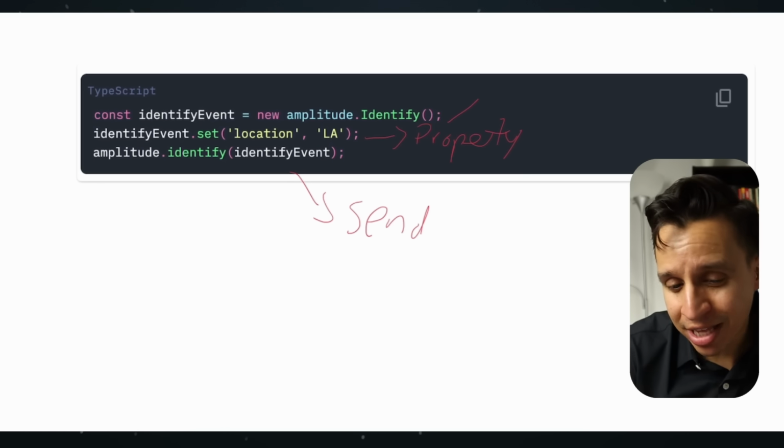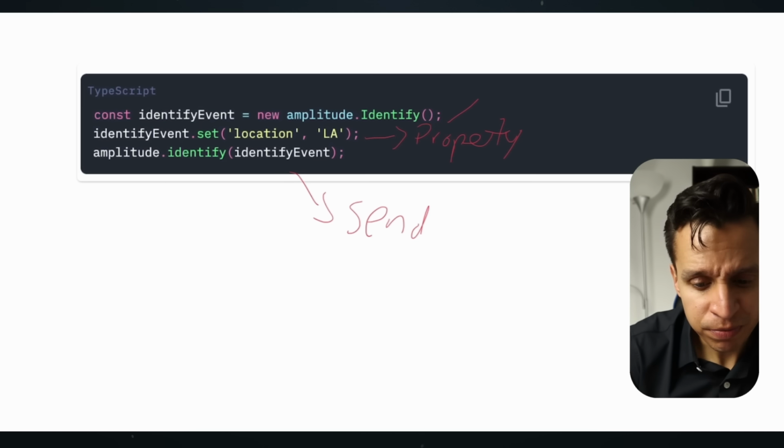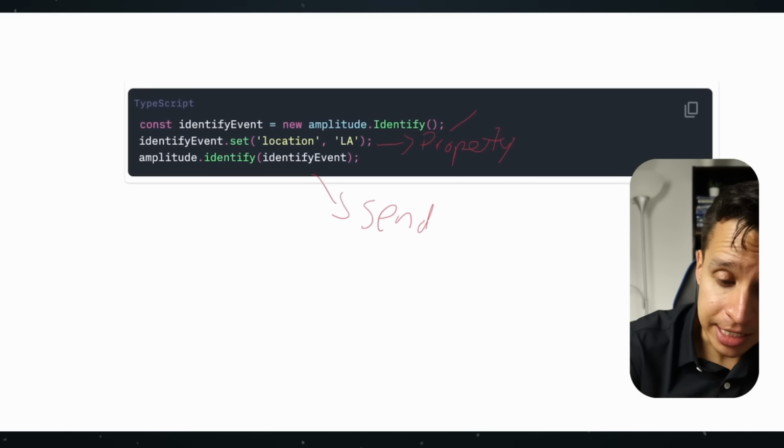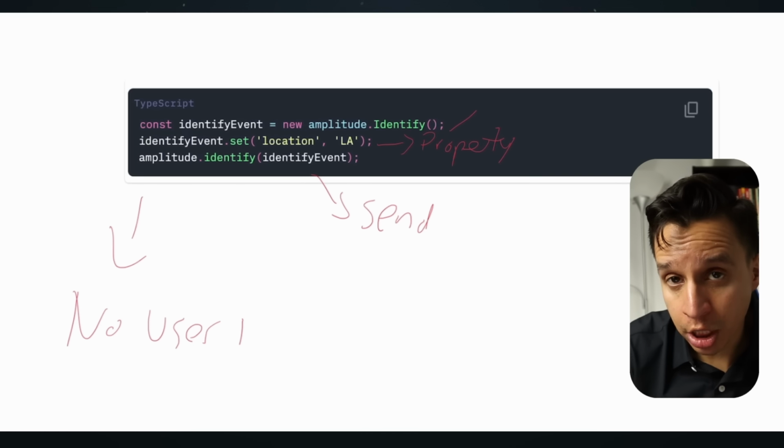Again, based on what we know now, does it make sense to send this property? Maybe not, because Amplitude will collect it for us as an Amplitude region. Let's assume this is another type of property. You can see there is no user ID here. We can set profile properties to anonymous users.